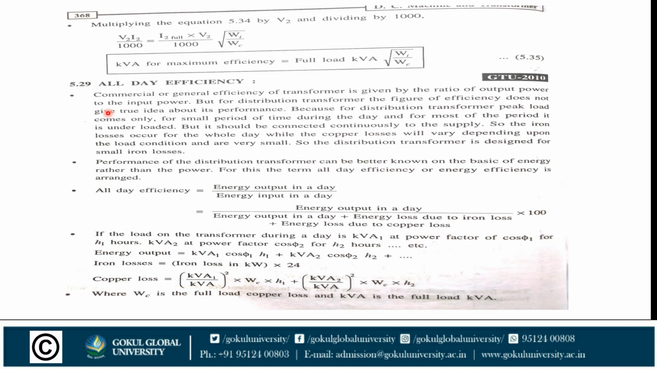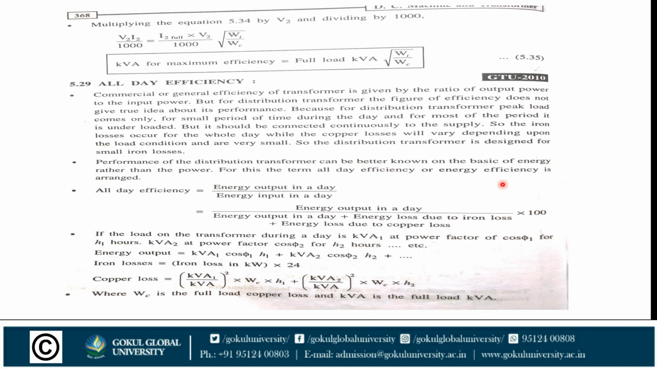we discuss all day efficiency. Now commercial or general efficiency of a transformer is given by the ratio of output power to input power, but for the distribution transformer the figure of efficiency does not give a true idea about its performance, because for a distribution transformer peak load comes only for a small period of time during the day, and for most of the period it is under loading, but it should be connected continuously to the supply. So the iron loss occurs for the whole day, while the copper loss will vary depending upon the load condition and is very small. So the distribution transformer is designed for small iron losses.